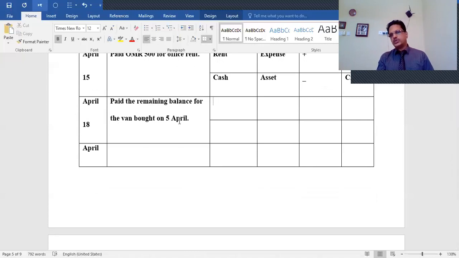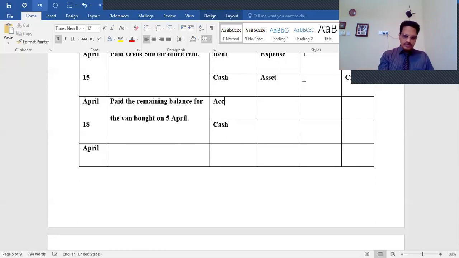So in some questions the transaction amount will not be given, but the date will be mentioned, so you have to check the respective transaction. So, paid the remaining balance for the van. Whenever payment is made, one thing is cash is decreasing, that you know already. But the remaining balance, to whom are you making payment? To a creditor or account payable.